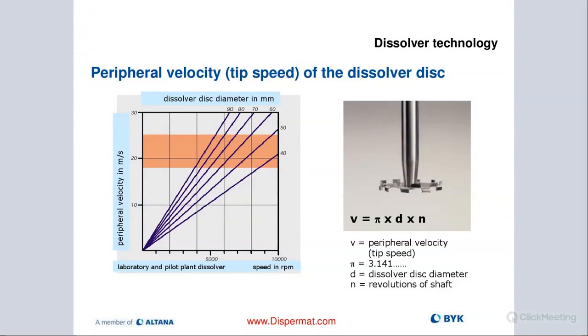The critical calculation here is for our tip speed. Remember, we said 18 to 25 meters per second is where we want to be when we pre-disperse.